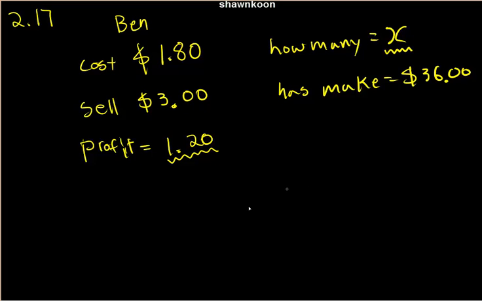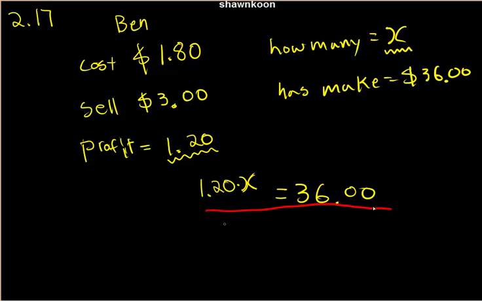So we know that the total profit has to equal $36 in the end, and whenever he sells one, he's making $1.20 profit. If he sells x amount, I'm going to multiply this x by this. So if he's making x toys and he's making $1.20 per toy, he will get $36. So this is our equation.